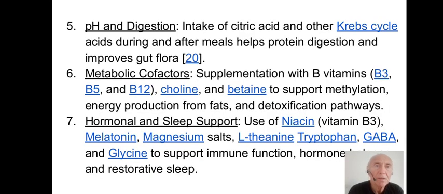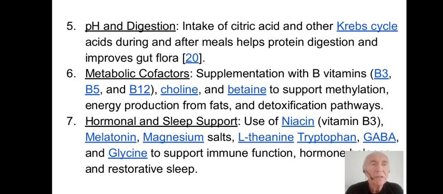But again, what else? This is pH, like acidity in digestion. Intake of citric acid and other Krebs cycle acids during and after meals helps protein digestion and improves gut flora. Okay, citric acid and other Krebs cycle acids improve digestion. So highly recommended. Like lemon juice, yeah, okay, whatever. Malic acid also works perfectly.